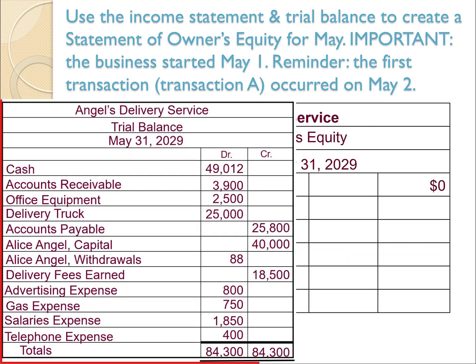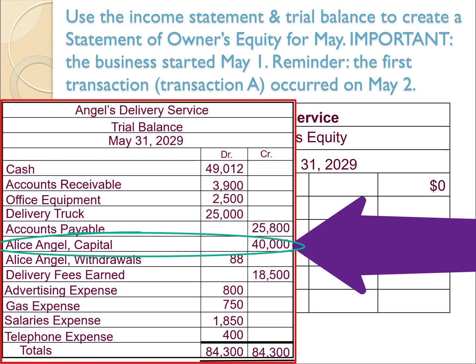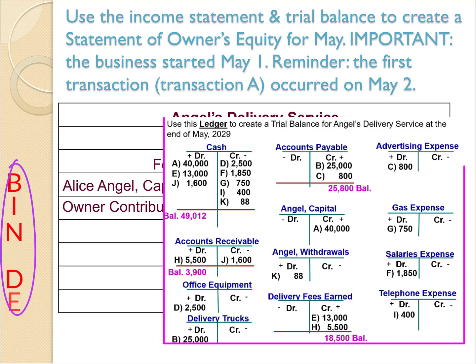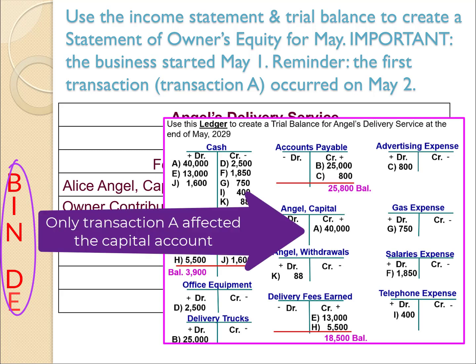So looking at our trial balance, we can see that the balance of the capital account is $40,000. So technically we have to dive deeper to double check to make sure that the $40,000 was from owner investments. So the way to do this is we go back to our ledger in the form of T accounts, and we find the capital account, and we notice there is only one transaction that affected the capital account. It was $40,000 and it increased the capital account. Was that an investment?